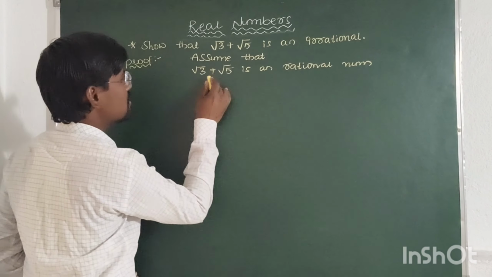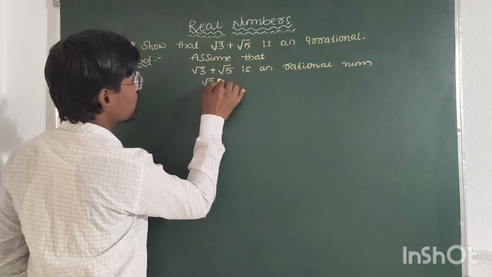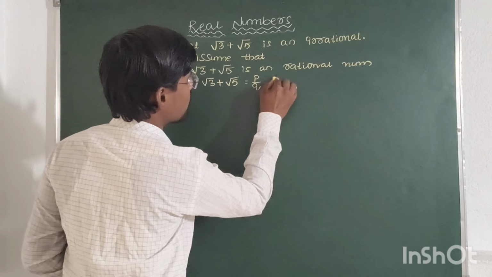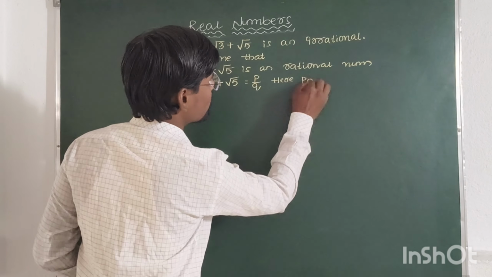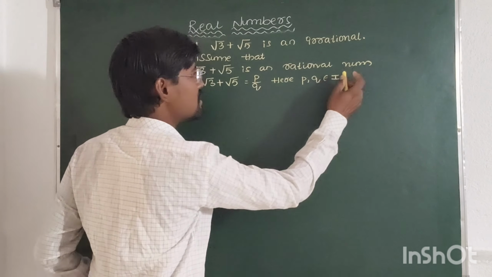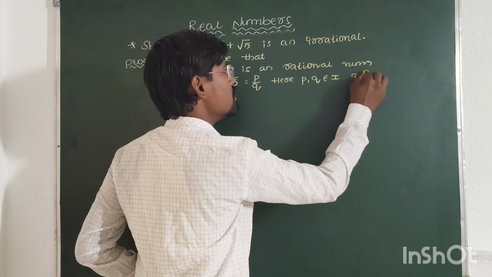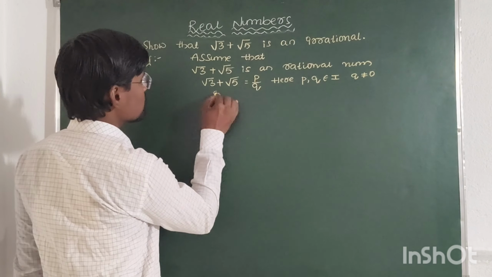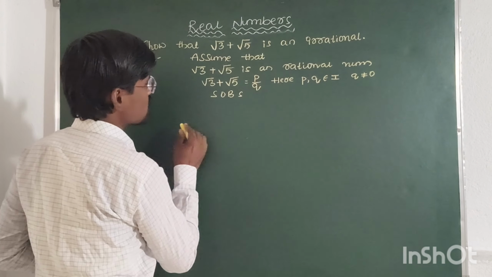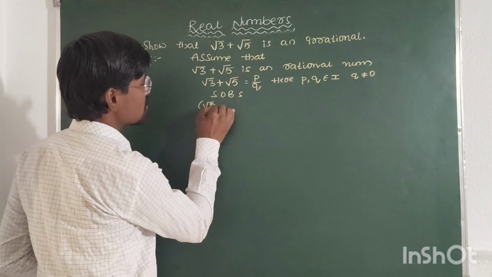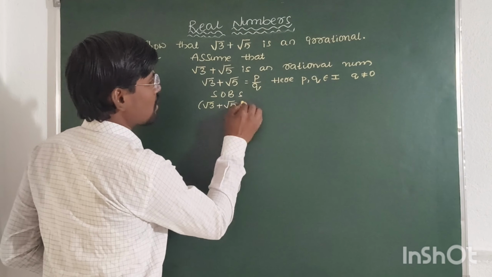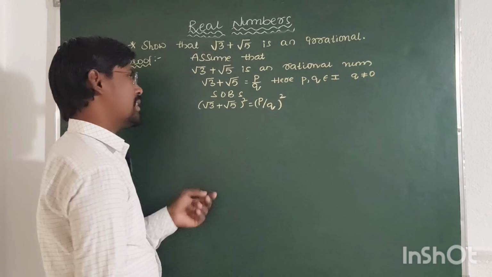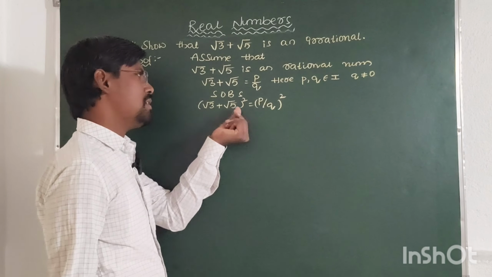A rational number is nothing but root 3 plus root 5 is equal to p by q, where p, q are integers and q is not equal to 0. Now let us do squaring on both sides. Root 3 plus root 5 whole square is equal to p by q whole square. Now if we observe the LHS, it is in the form of a plus b whole square.